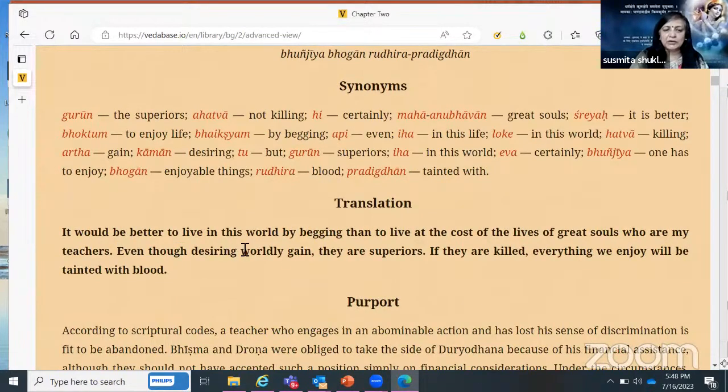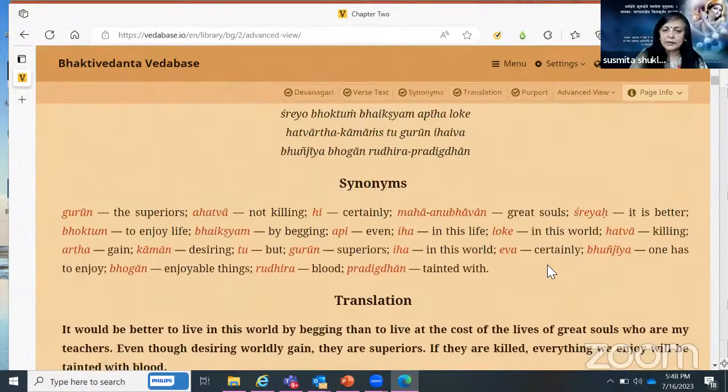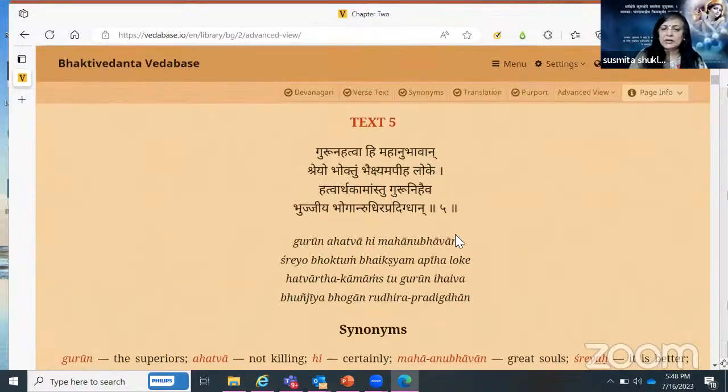It would be better to live in this world by begging than to live at the cost of the lives of great souls who are my teachers. Even though desiring worldly gain, they are superiors. If they are killed, everything we enjoy will be tainted with blood. Yeah, so that is the meaning here.